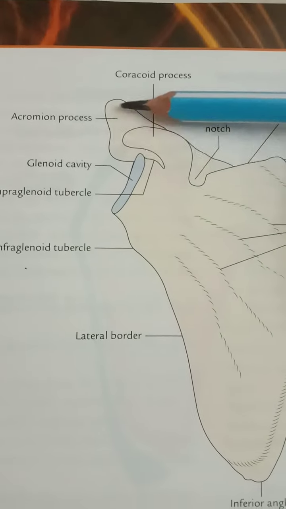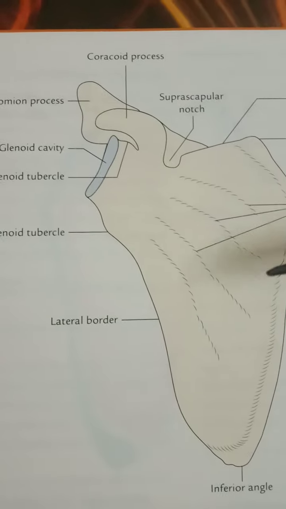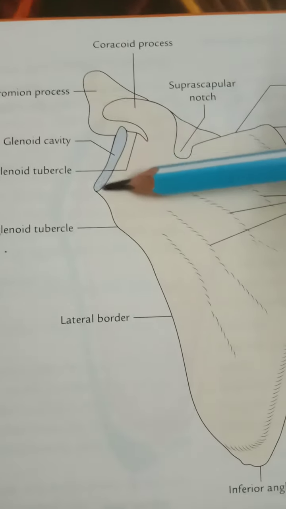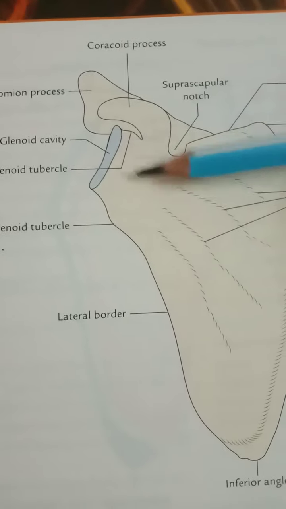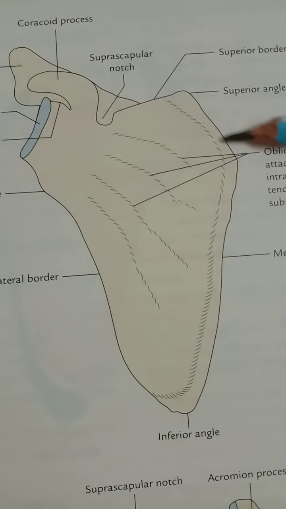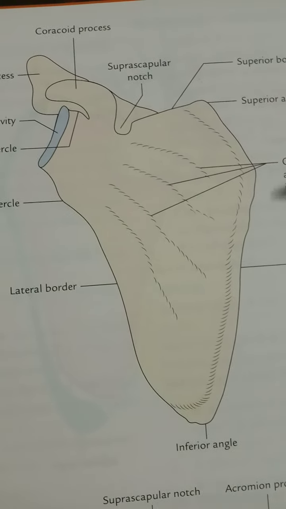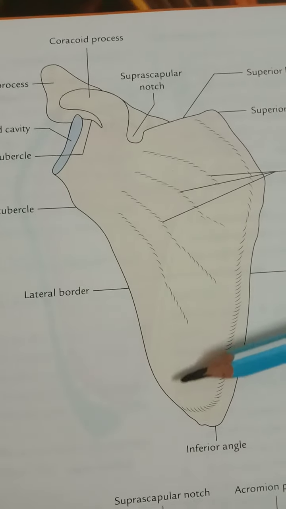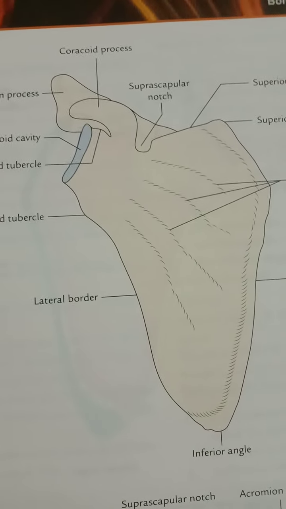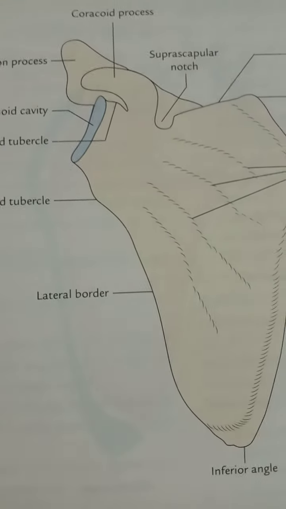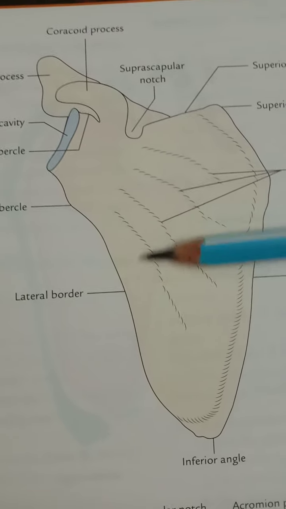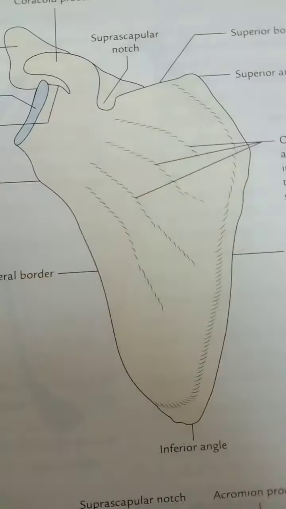So here that is for the acromion process, one for the 2/3 of the margin of the glenoid cavity, here, one for the medial border, so this one, and one for the inferior angle, so this one. It appears at puberty and fuses by the 25th year. So that is the ossification of the scapula.